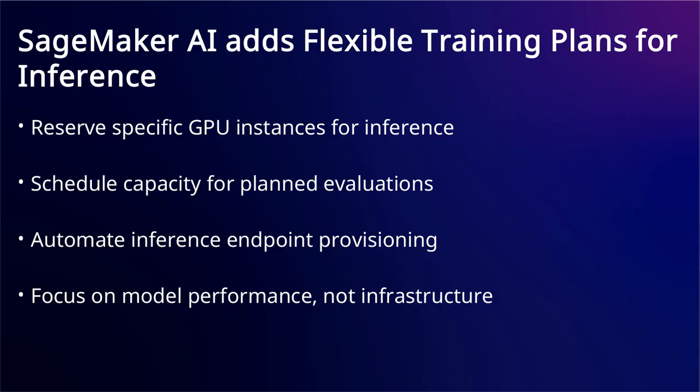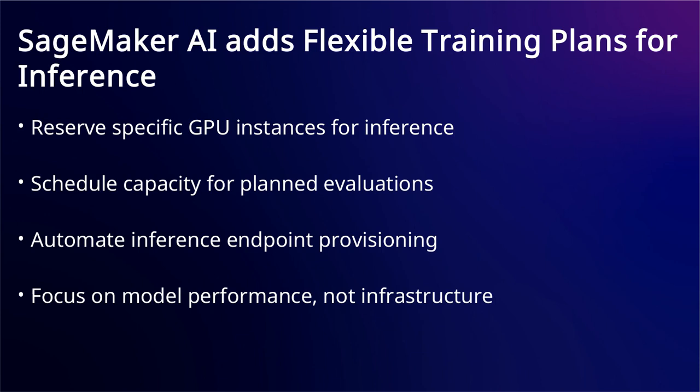ML teams often struggle to secure GPU resources for model evaluation and production peaks. SageMaker AI's Flexible Training Plans, FTP, now address this by supporting inference endpoints. You can reserve specific GPU capacity for planned workloads, ensuring resource availability when needed.